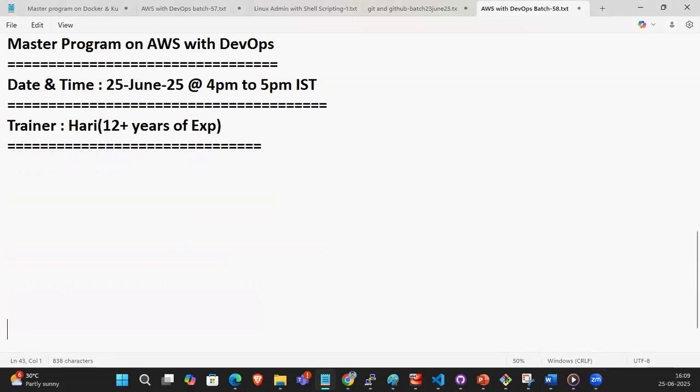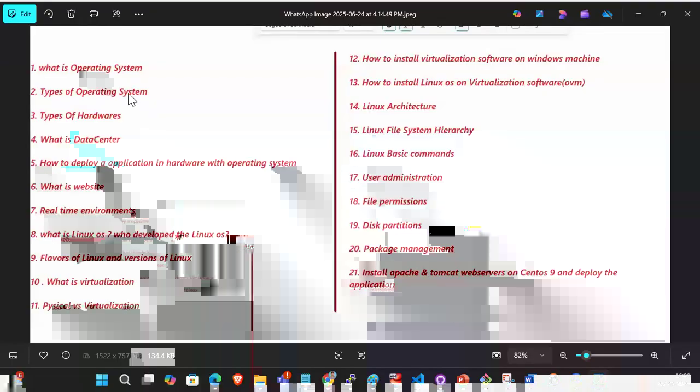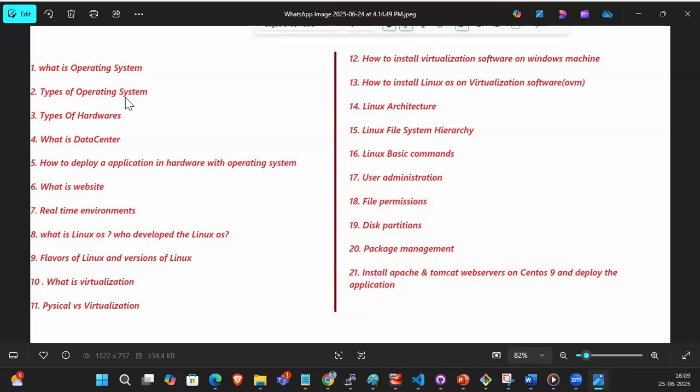Yeah, guys. So what we discussed in the previous class: we discussed the types of OS, right? We discussed what is an operating system, types of operating systems, types of hardware, and how to deploy an application on the hardware with an operating system.